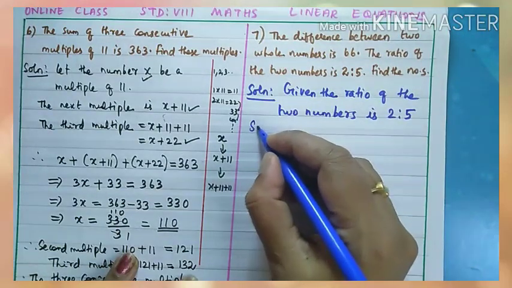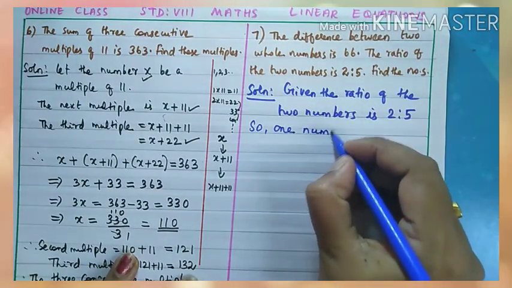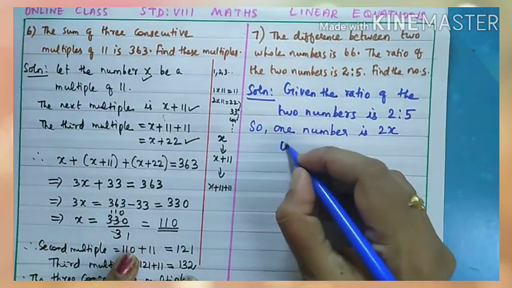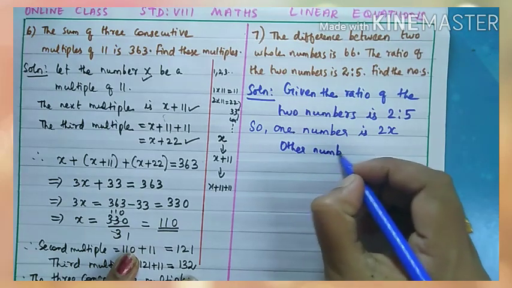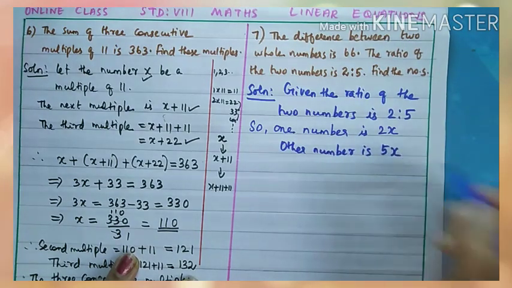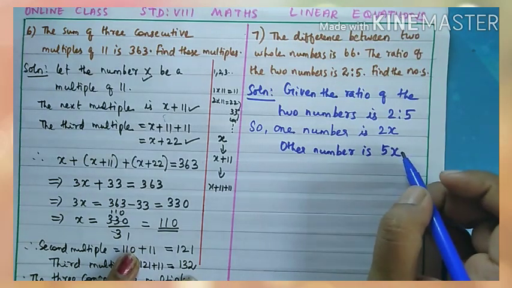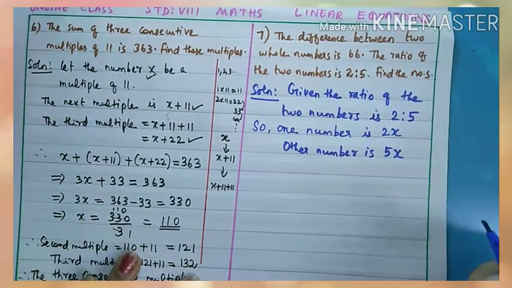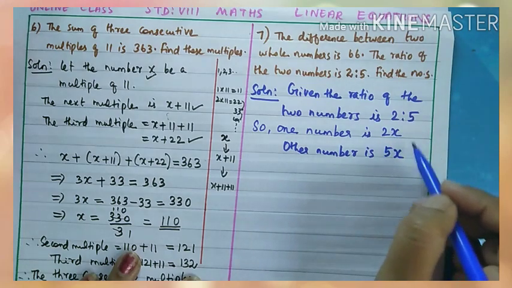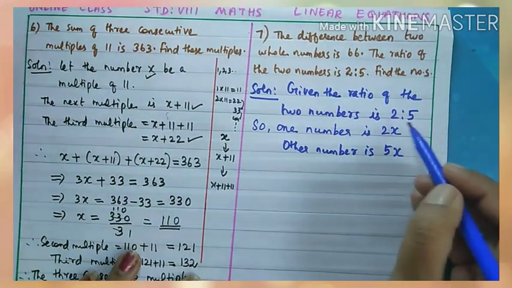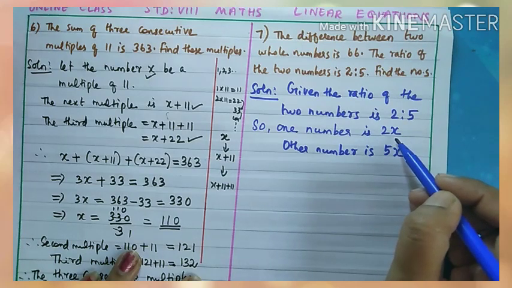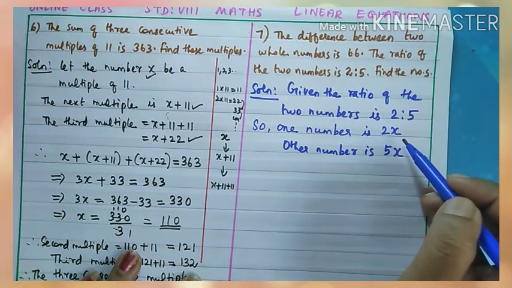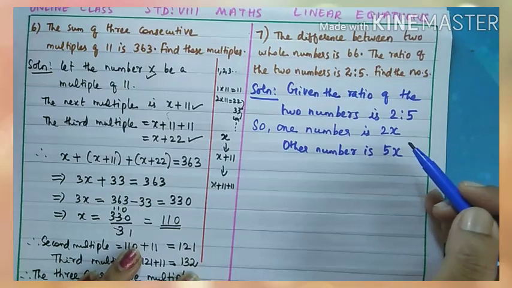Okay, so I am writing, so one number is 2x, other number is 5x. You understood children? The number we don't know, so the multiple of 2 I took 2x, the multiple of 5 I took 5x. Okay, so this is the way to take the numbers when we are given the ratio. 2x means multiple of 2, 5x means a number multiple of 5. Okay, so this is very important. You understand the meaning and take the numbers carefully.